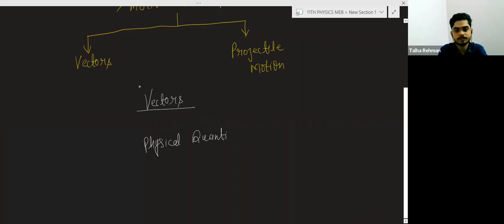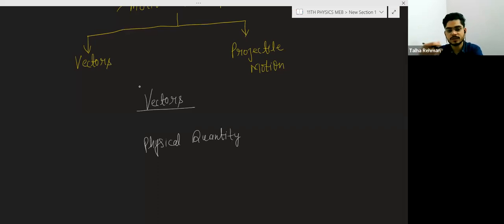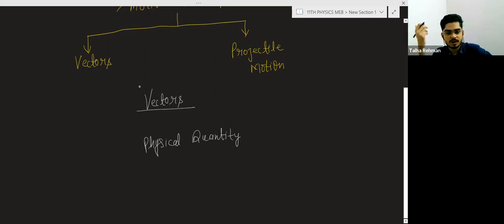Physical quantity. Physical quantity means the quantity which you can measure, like distance, displacement, acceleration, force, work, power, energy. Can we measure emotion? Can we measure feeling? Can we measure pain? No, we cannot measure. So those quantities are different. Here are the quantities which are physical quantities, which can be measurable quantities.